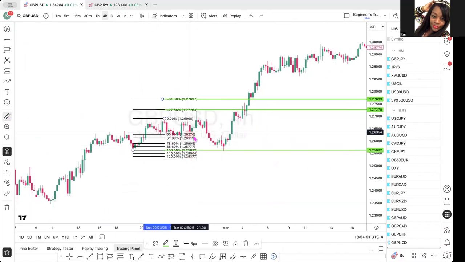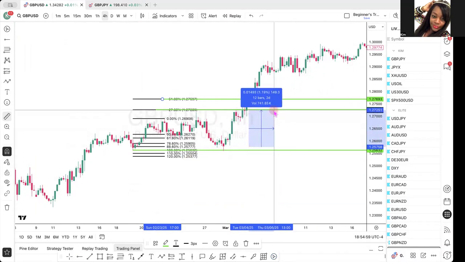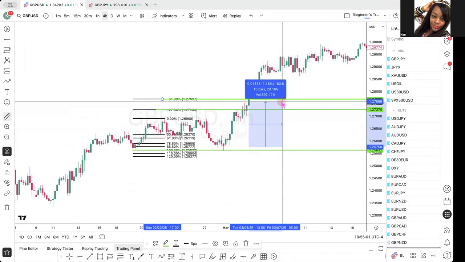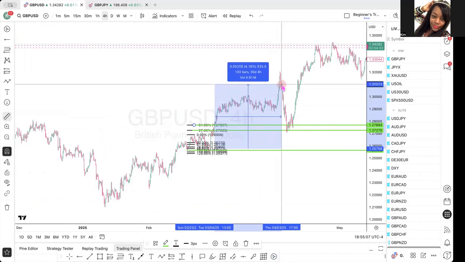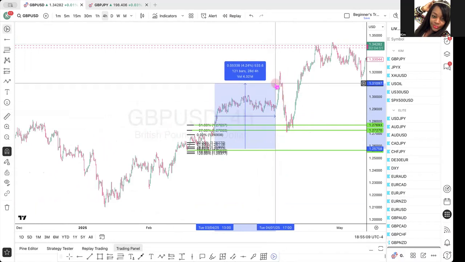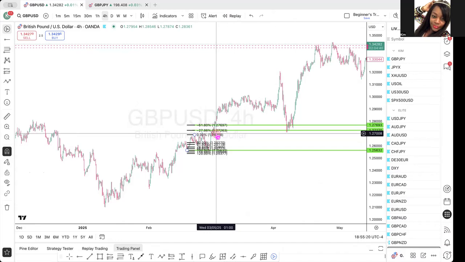So from where price pulled back to, even if you did it from the 88, that's 149 pips, to the 618 is 190 pips. Price has continued to keep buying, but that could easily have been a trade for the week. Okay.